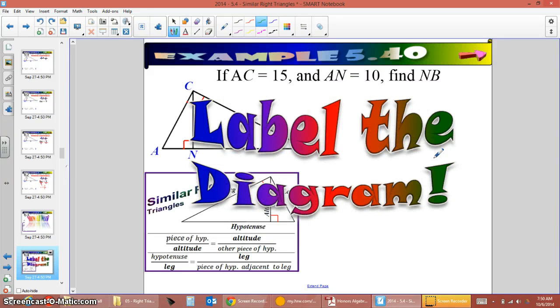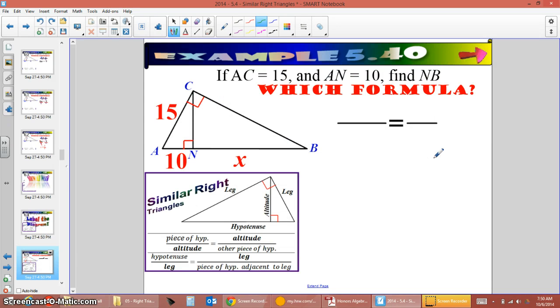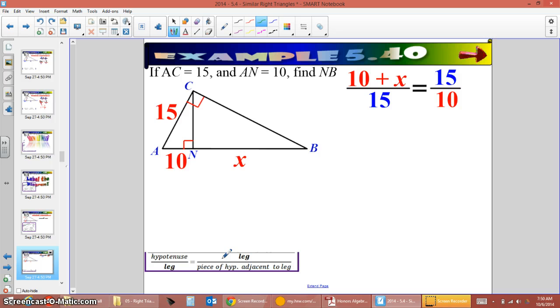Now, if I label my diagram again, I get AC equals 15. Here you go. AN is 10. Find NB. Now again, I'm looking at, do I have the altitude or the leg? Looks like I've got a leg. That picks my formula for me, and I start plugging in information. What's my whole hypotenuse? Well, it's 10 and x. The and means plus. My leg is 15, and the piece that I want that's adjacent to the 15, notice how 15 and 10 are touching.